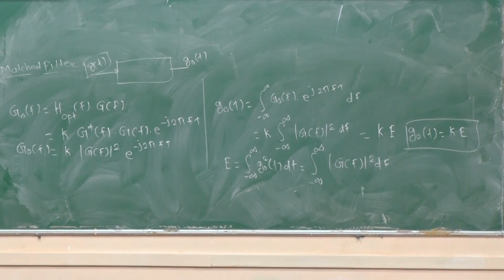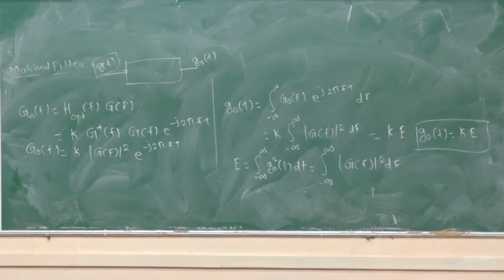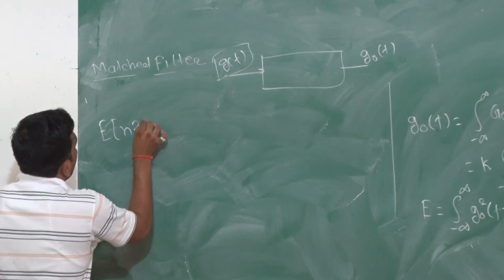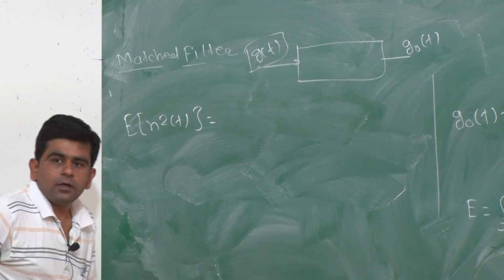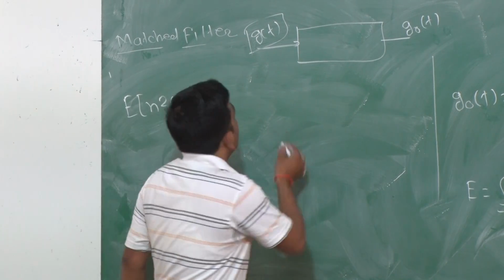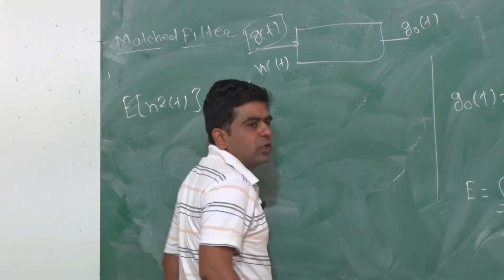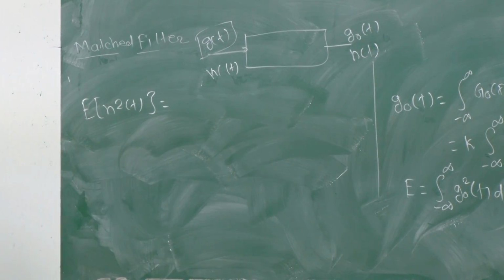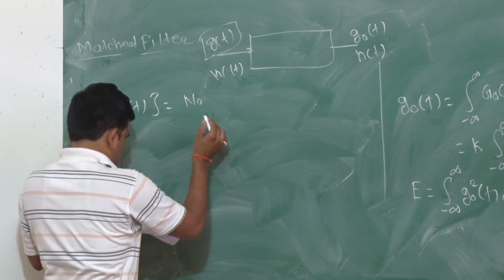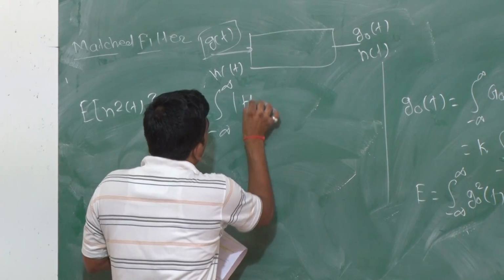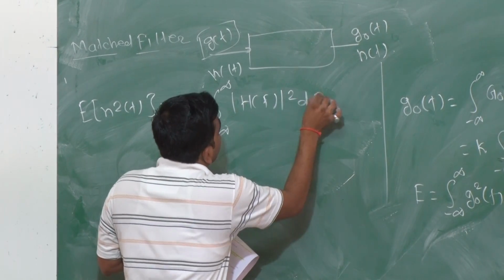Similarly, we have to calculate the energy associated with your noise spectrum. For this one, write down, we are having expected value of n square of t, average energy associated with your noise which is filtered out. Here input we are having W of t, white Gaussian noise, at output we are having n of t. So expected value of n square of t is equal to capital N0 by 2 integration over minus infinity to infinity mod of H of f square df.